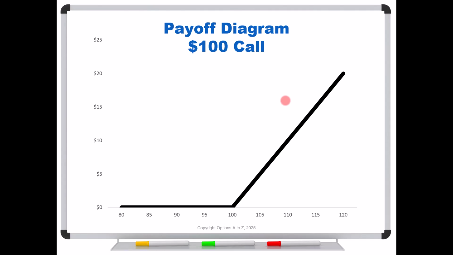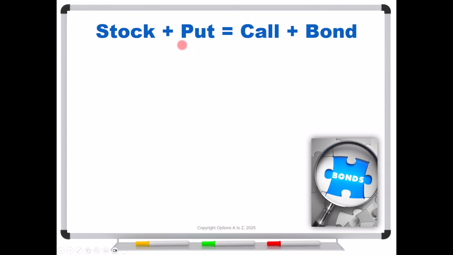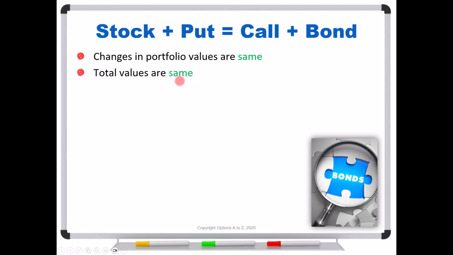Now let's take a look at the second put-call parity formula, where we have stock plus put, let's call this Trader A, and Trader B is now holding a bond. We're now comparing stock plus put to call plus bond. And if we do this, the changes in the portfolio values are the same, and the total values are the same. And that's why this is called a replicating portfolio.